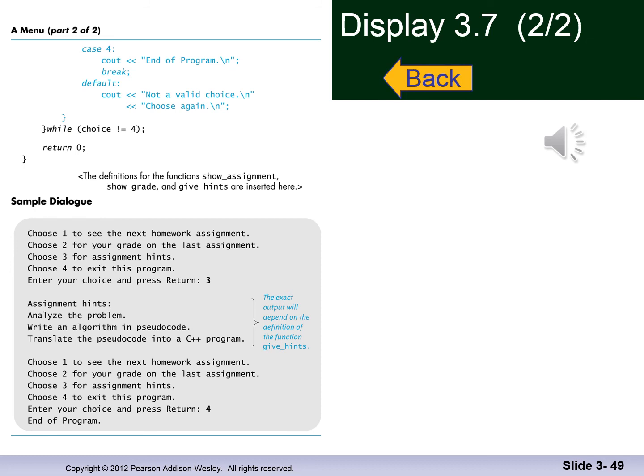So here we have the remainder of the code in the switch and in the program, and a sample dialog. Now, the exact output will depend on the definition of the function give hints in this particular dialog, and that's kind of abstracted in this example. We're not really worried about defining that function or what's in it, just that it is called when case 3 is executed by the switch.